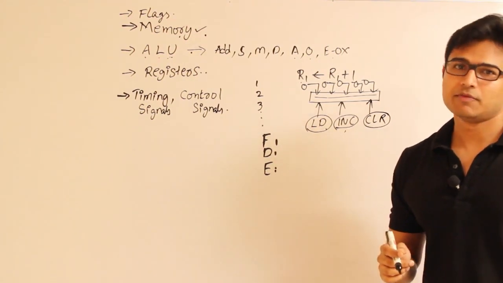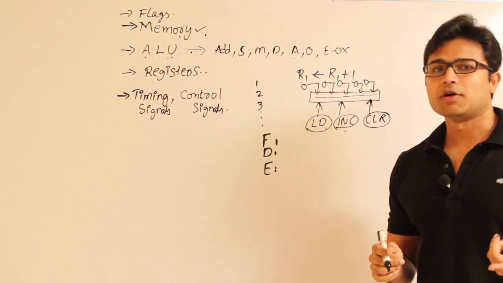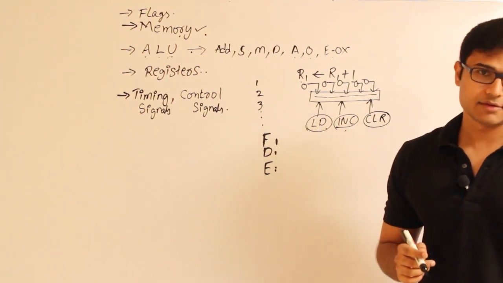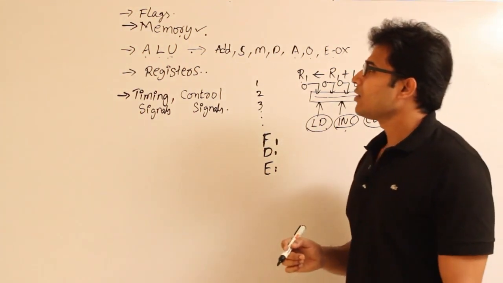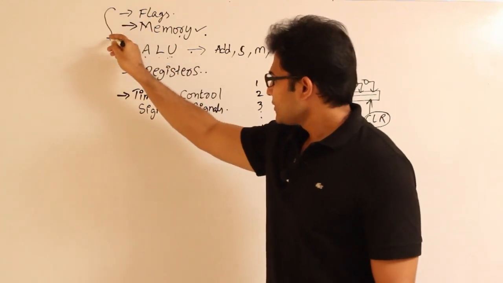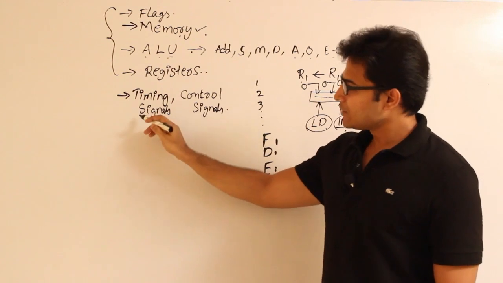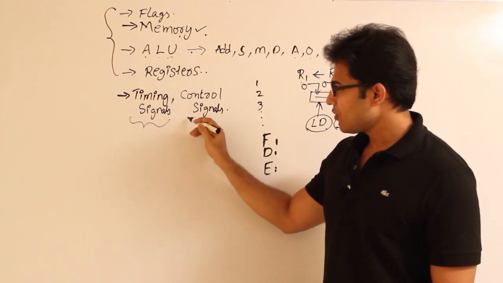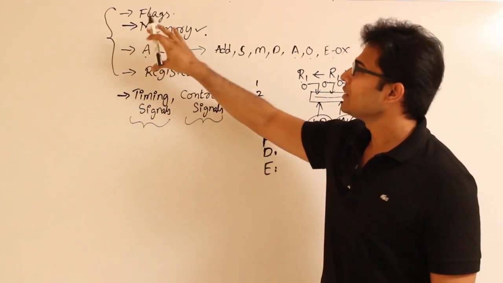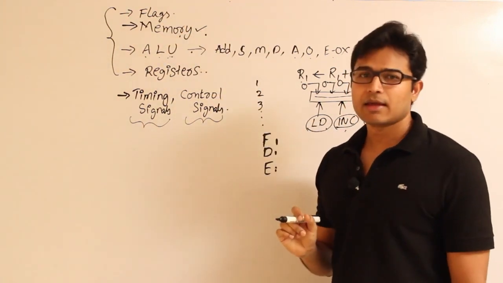Again, flags are also flip-flops. So what can we do on a flip-flop? We can set or we can clear. Got it? So these are all the main, essential parts we have. And in order to do the execution we need the timing signals, and now we need the control signals to coordinate the information flow between them, right?